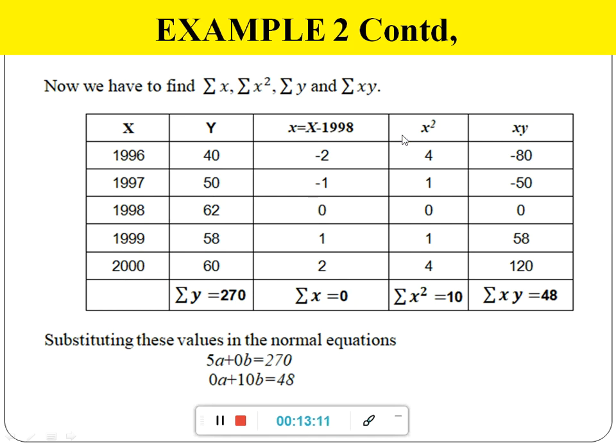Right? Then find the square. x square. Simply, minus 2 square is 4. Minus 1 square is 1. 0 is 0. 1 is 1. 2 square is 4.